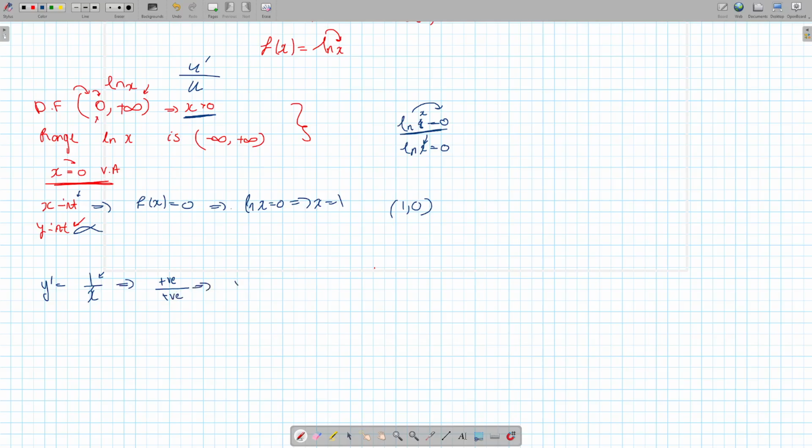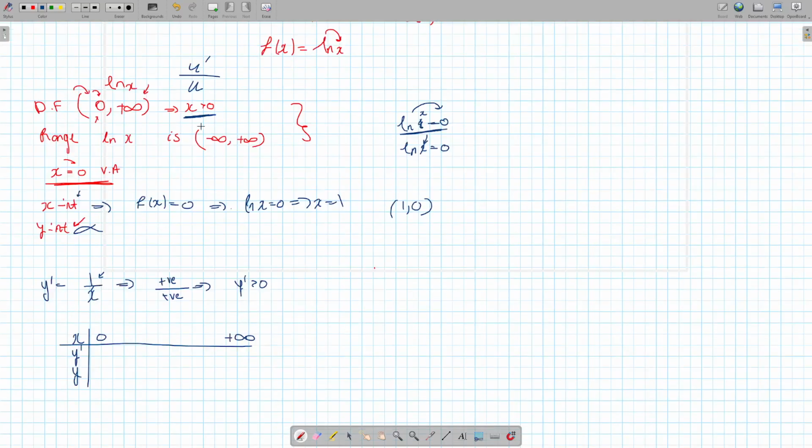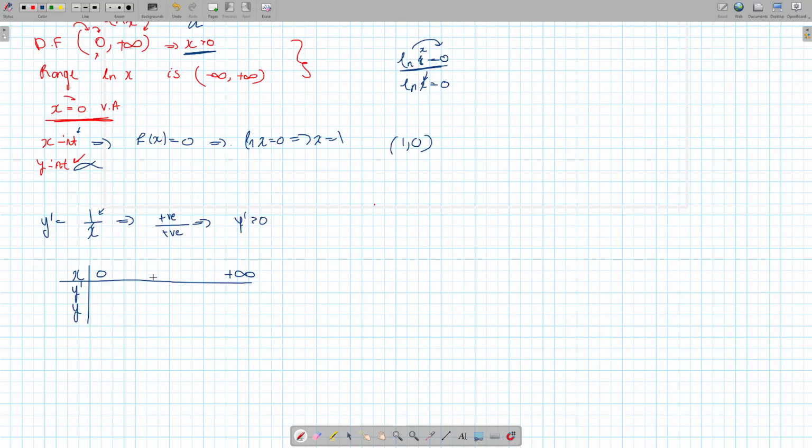So that means our derivative y prime is greater than 0. Teachers explain it like this. They do it like this. X, y prime, y. Okay? Our x starts from 0 until positive infinity. Yeah, 0 to positive infinity. Plug in any value between 0 and positive infinity. Say 1. 1 over 1 will be positive. So that means your function is increasing.